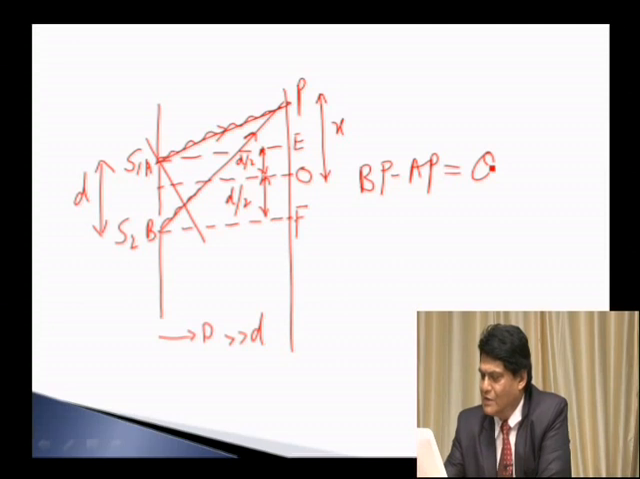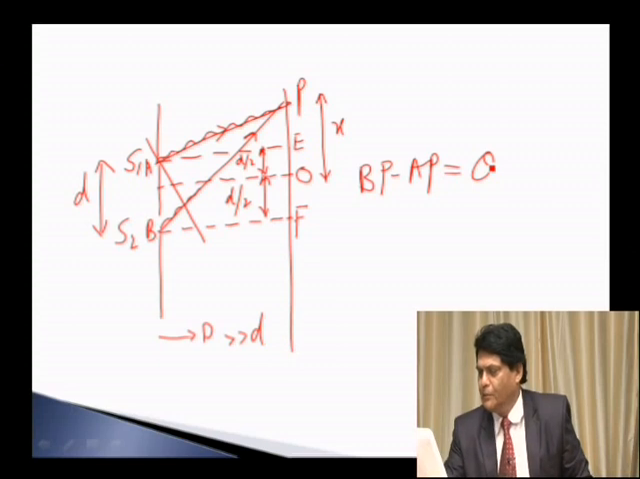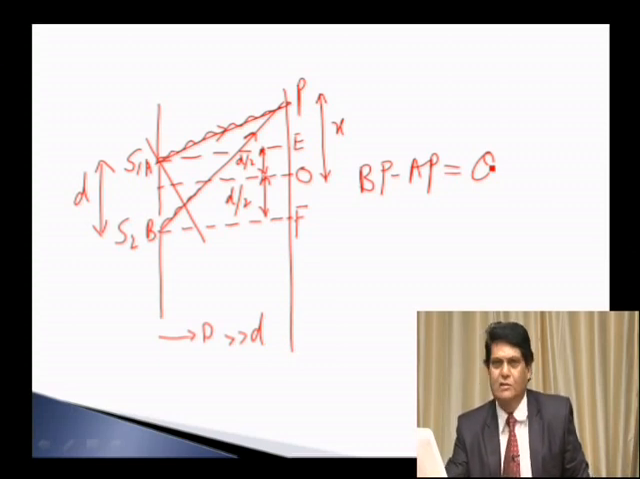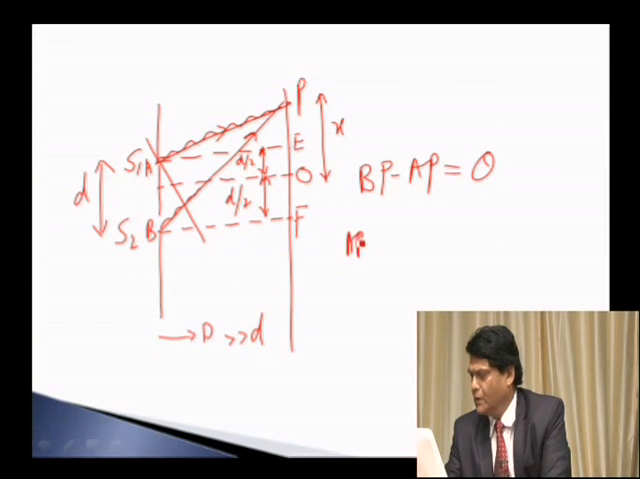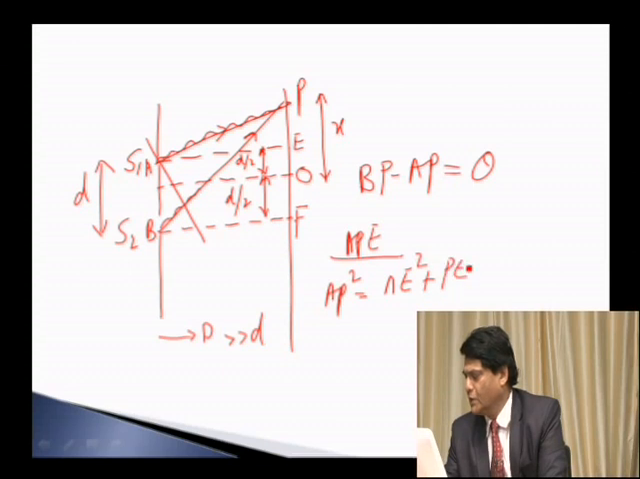Now, by considering these triangles, you will get a triangle here, APE, related with the source S1, whereas another triangle is BPF, related with the source S2. Now, let us consider the triangle APE. In this triangle, let us apply the Pythagoras theorem. As per the Pythagoras theorem, AP square is equal to AE square plus PE square.